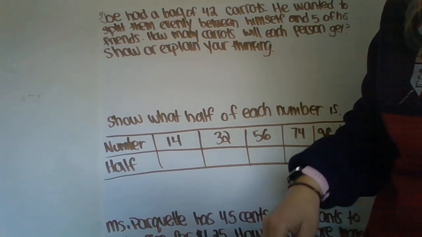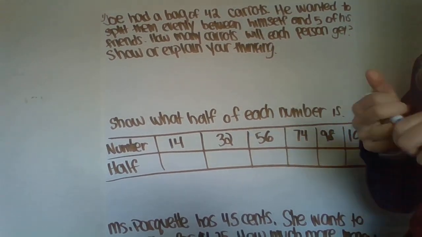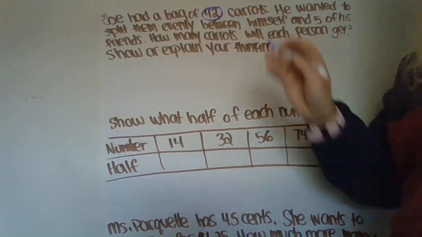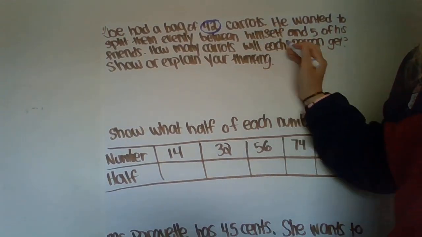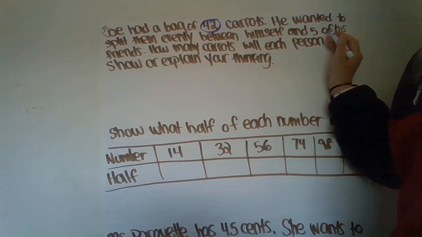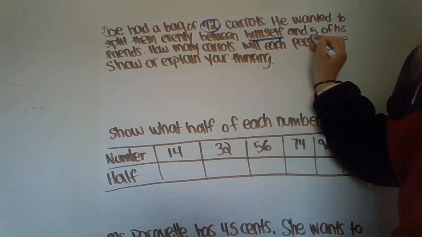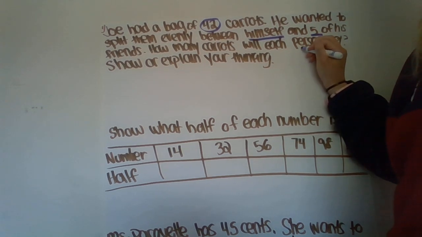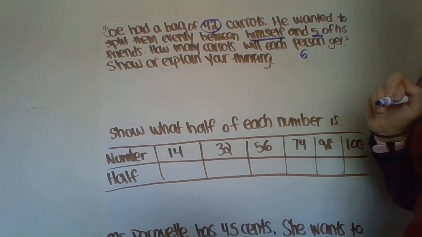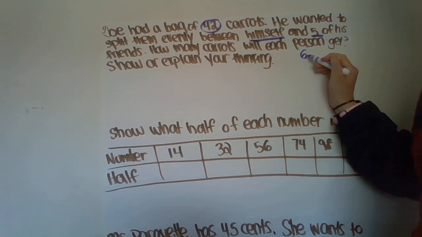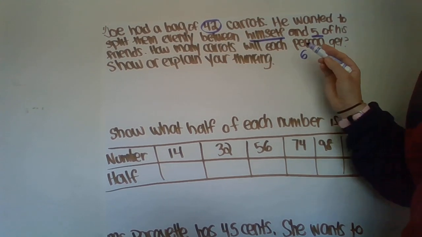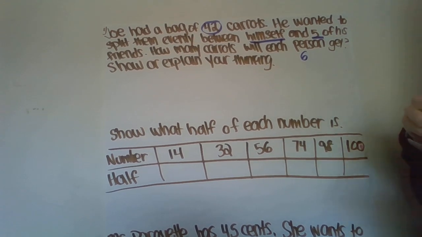Well, before I jump in, I want to make sure that I'm highlighting the most important information. 42, definitely important because that shows me how many carrots he had all together. Now, if he split them between himself and 5 friends, that means that he split them 6 ways. So 6 is also an important part of the problem. Go ahead and solve this problem. We'll give you 2 minutes.